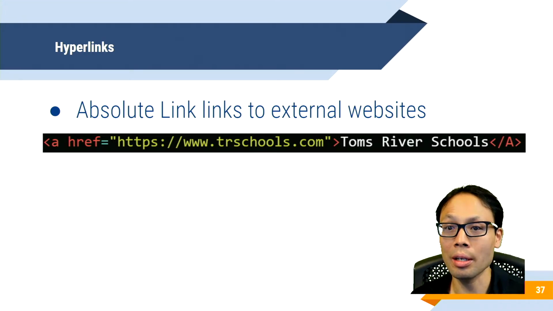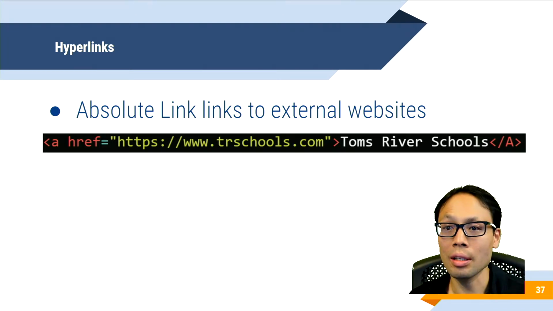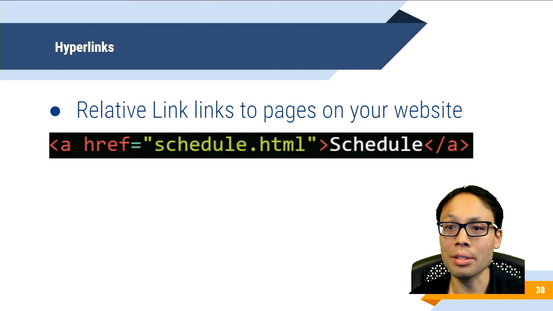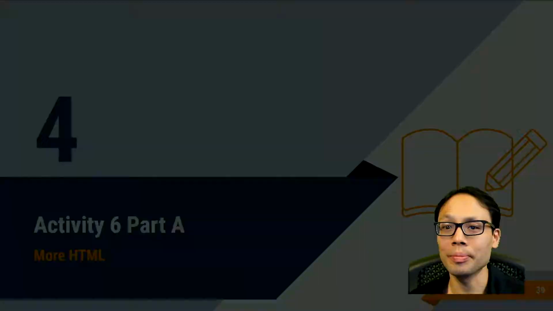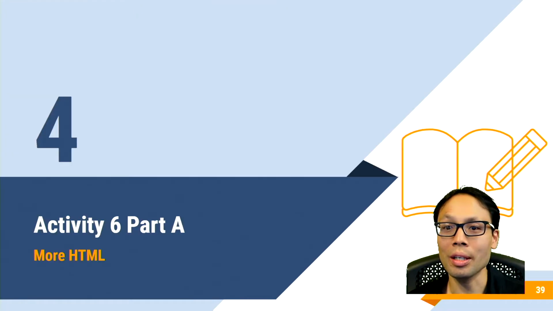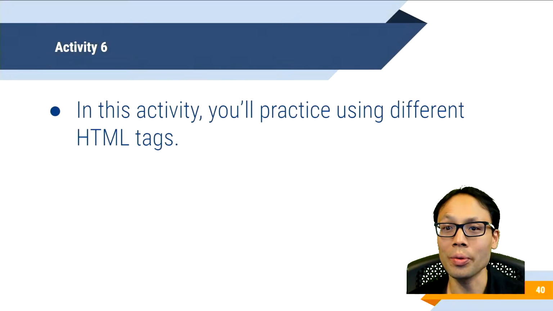Alright, so hyperlinks, I just want to emphasize this. Absolute links link to external websites. So I gave an example here of TR Schools. And relative links link to web pages on your website. And I gave the example of schedule, which you'll work on in a little bit. All right, so let's talk about part A, and I'll kind of walk you through this.